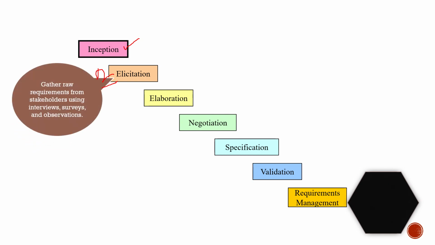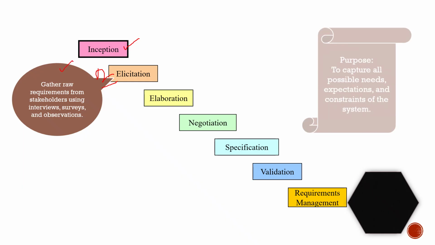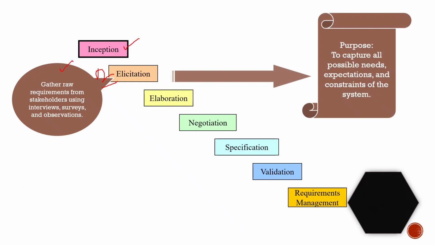Elicitation, we gather raw requirements from stakeholders using interviews, surveys, and observations. In this step we do this, and the purpose of this is to capture all the possible needs, expectations, and constraints of the system. So remember these two things in here.